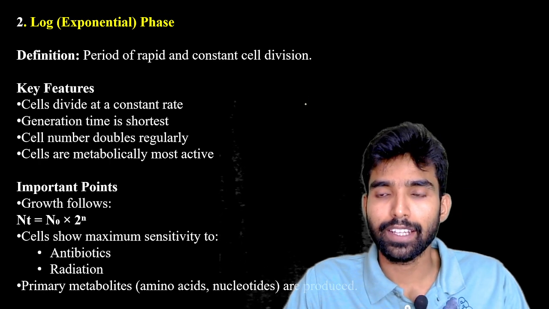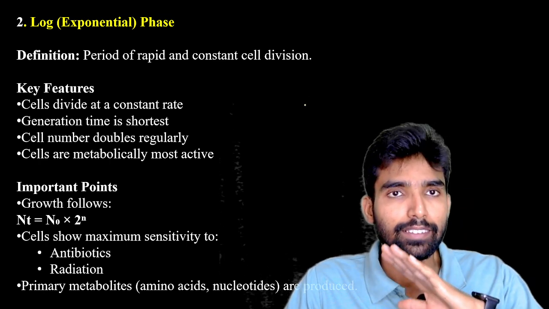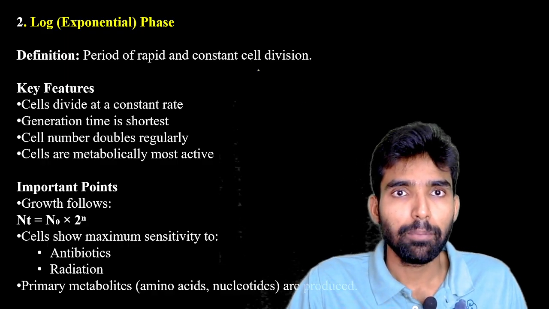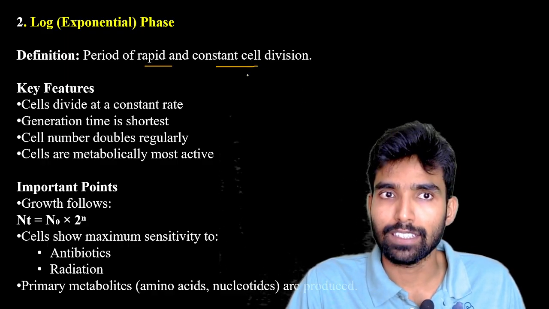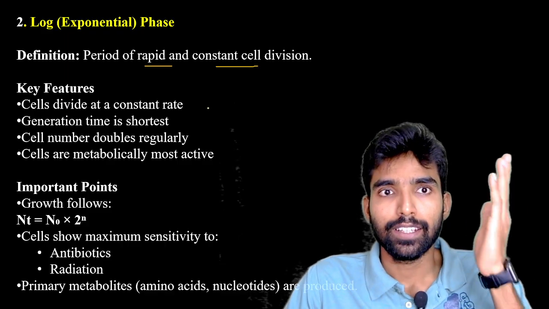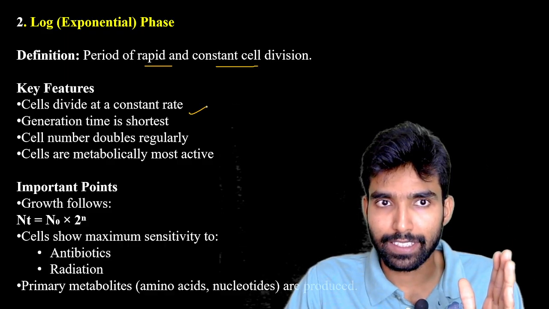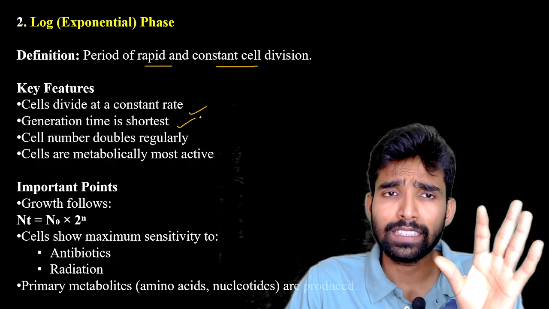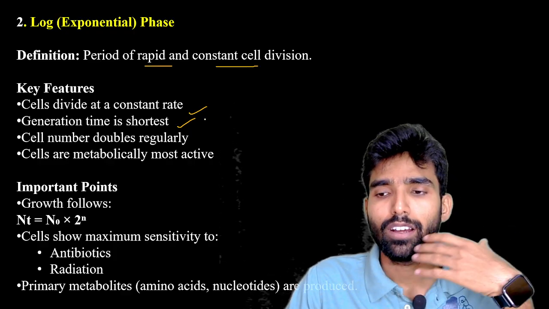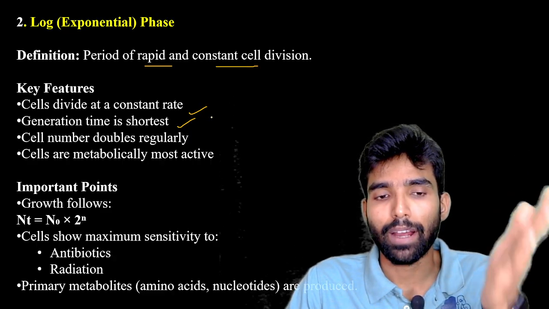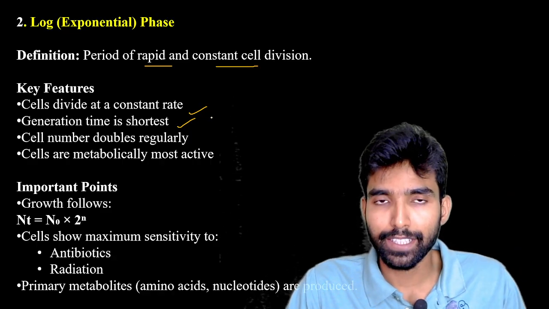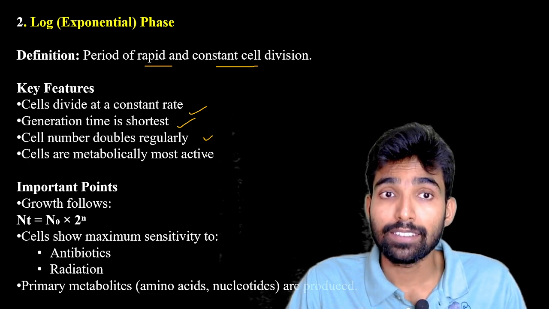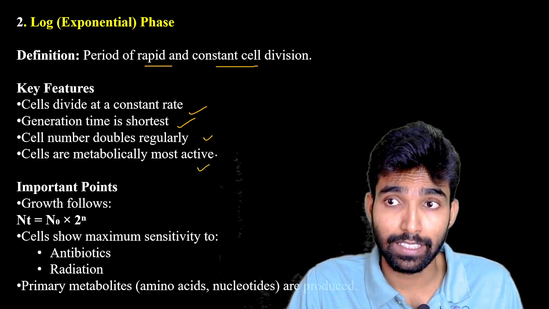Log phase means the bacteria has prepared each and everything that's required for the logarithmic phase or rapid division, right? Period of rapid and constant cell division. Here the feature is that the cell divides at a constant rate. Generation time is shortest. If a bacteria is taking 10 minutes for dividing, that is its generation time, right? Cell number doubles regularly. Cells are metabolically most active, right?